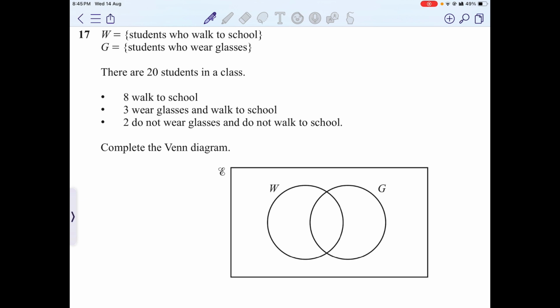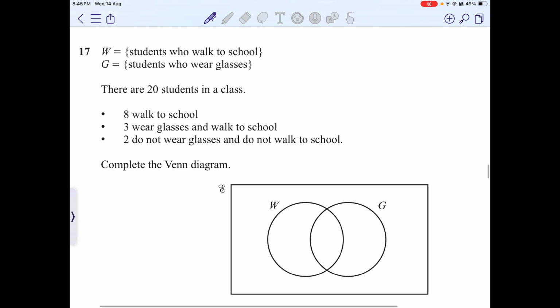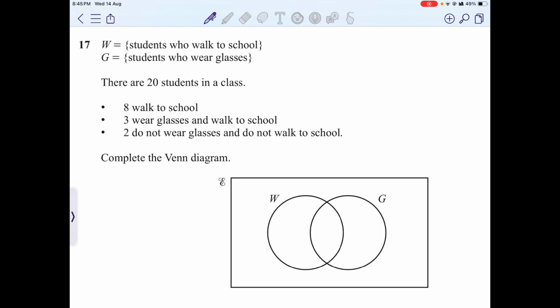So it says W represents students who walk to school and G represents students who wear glasses. And there are 20 students in the class. So we have 8 who walk to school, 3 who wear glasses and walk to school. So first of all, it says complete the Venn diagram, right? 3 do both, so we are sure that 3 would be here. 2 do not do anything, so 2 would be outside.